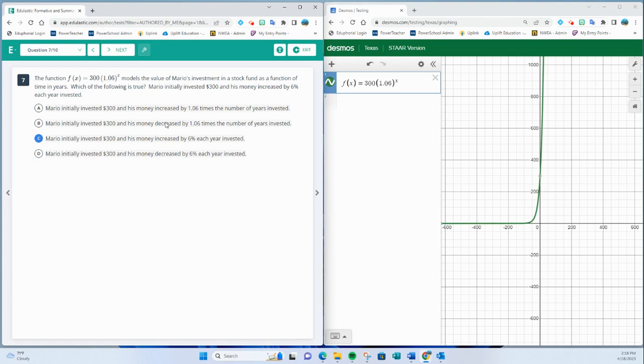This one's actually weird because it gives you the answer right after. I need to edit this one. You'll see this after I've edited it, but this 0.06 would be a percentage. So it would be looking at 6%, so 6 out of 100. And that's greater than 1, or exponential growth, whereas that 300 would be that initial amount.